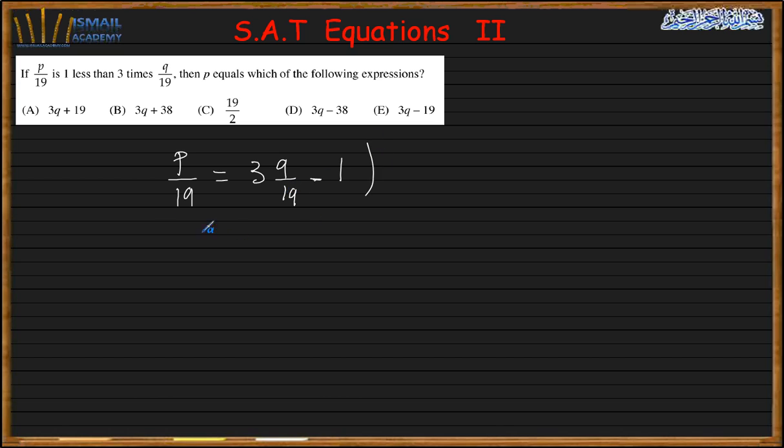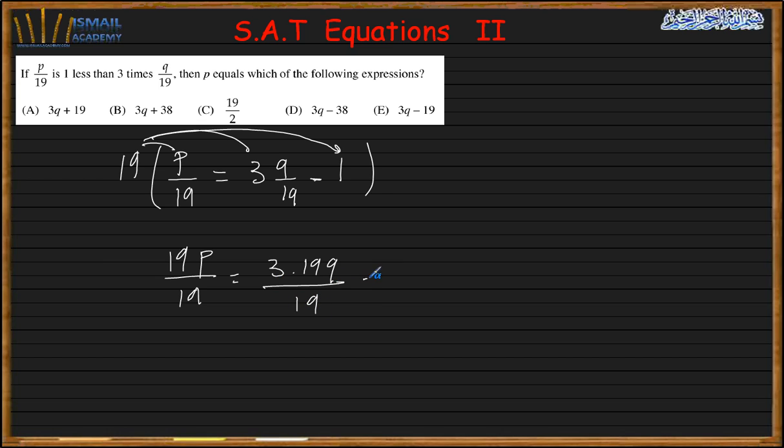So here what I do, I multiply both sides by 19, which is the denominator. So I will have 19 everywhere here, so we'll have 19p over 19 equals 3 times 19q over 19 minus 19. So the 19 here cancels out, this cancels out, so p will be 3q minus 19, and this 3q minus 19 is here.